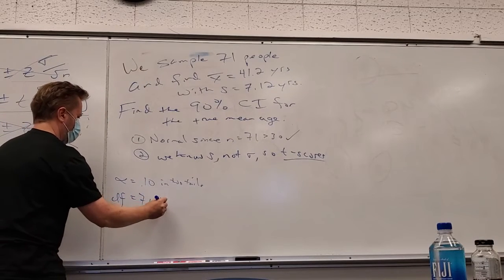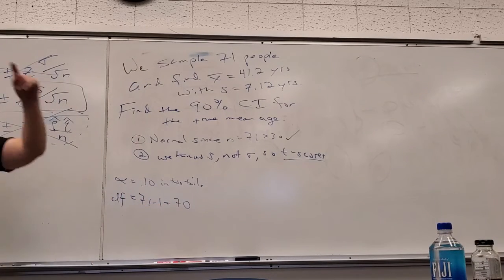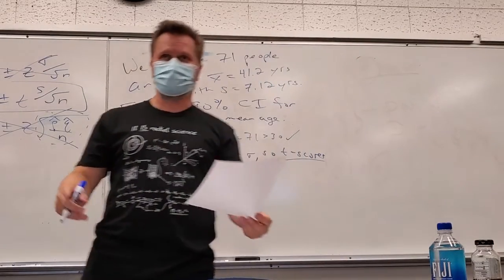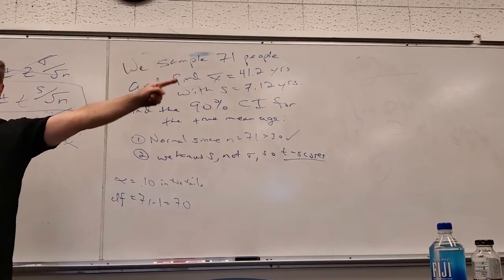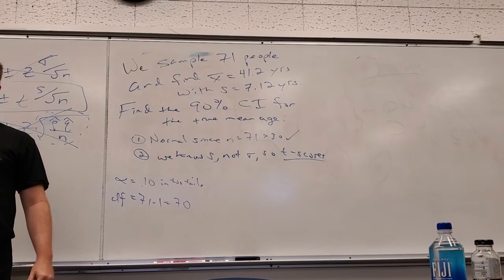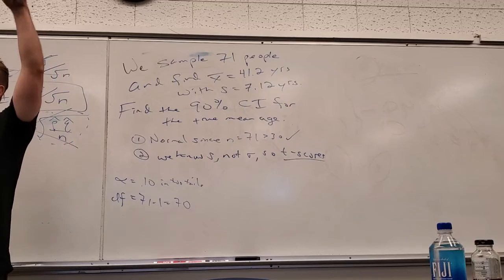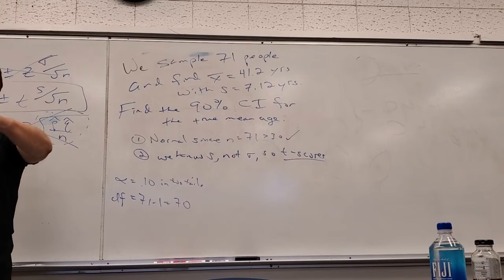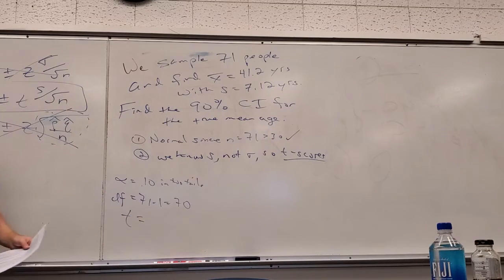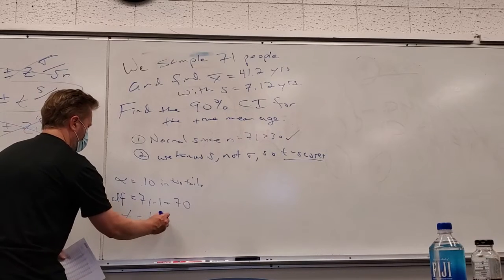71 minus 1. So if you look in the 0.10 column, which column is that? 0.10 in 2 tails, right? Because it's outside total, 2 tails 10. So that looks to be the 4th column over, yes? And then you stop at 70. What do you guys get? 1.667. I like it.